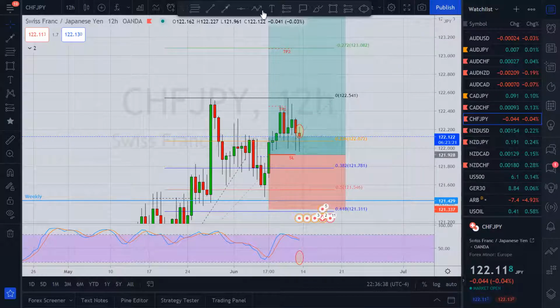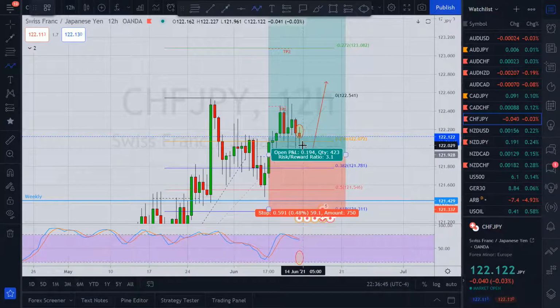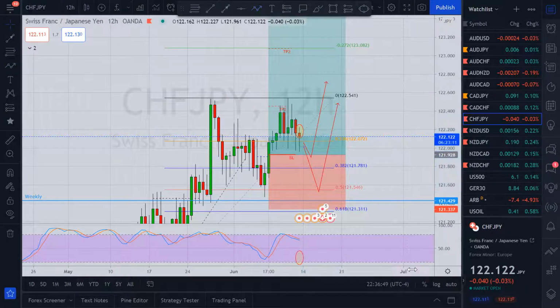Wait until price gives you a better price, either here or here, but don't take a trade without confirmation. Do not take a trade without good confirmation. You need to see that bullish price action.